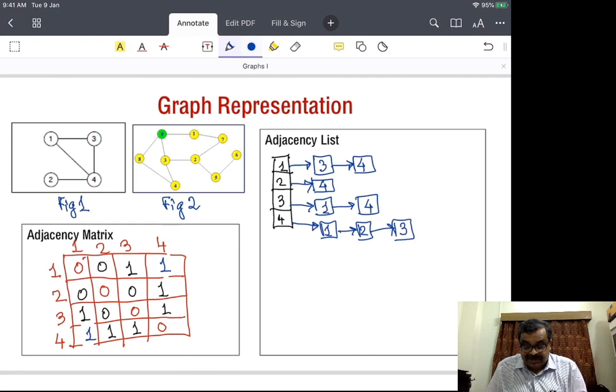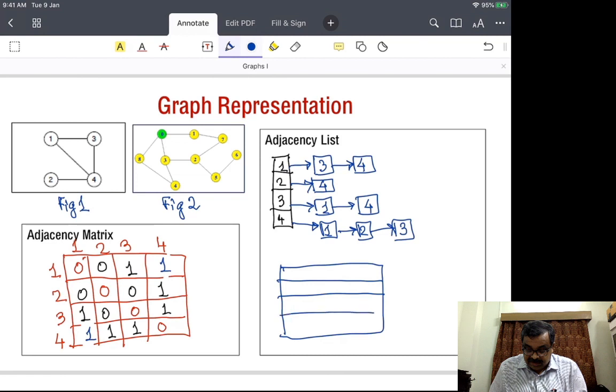We could also represent this in terms of an array data structure, where instead of this pointer, we could do it in a different way. We could have an array like this, 1, 2, 3, and 4. And then we could mention in the first row how many edges there are. That means there are 2 edges here, 1 edge here, 3 edges here, 2 edges here, and 3 edges here.